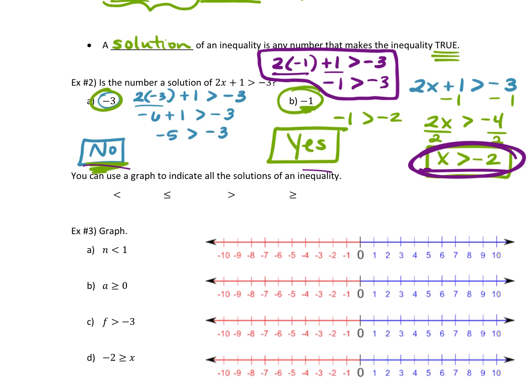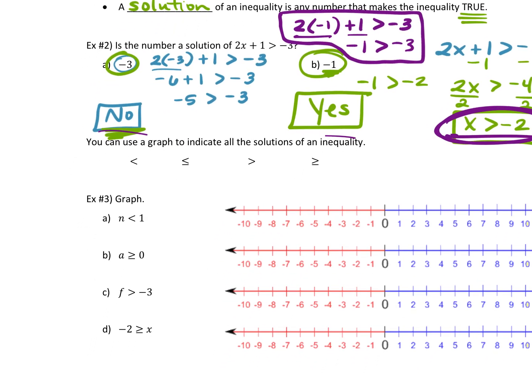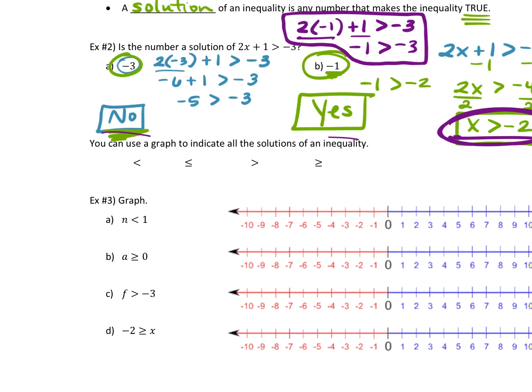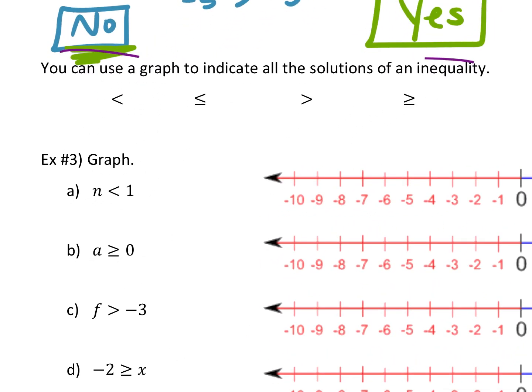Okay, so when graphing, there's a few things to notice. It says you can graph to indicate all the solutions of an inequality. Because here's the deal. If I tell you x is less than 2, you don't have one answer, right? It's any number that's less than 2 is your solution. So your solution could be 1 or negative 2 or negative 17 or negative 1 million, okay? So when you graph these, it's not like, here's my point, that's my answer. It doesn't work that way. You have an arrow pointing in one direction or another because it just keeps going. You have this like infinite number of solutions.